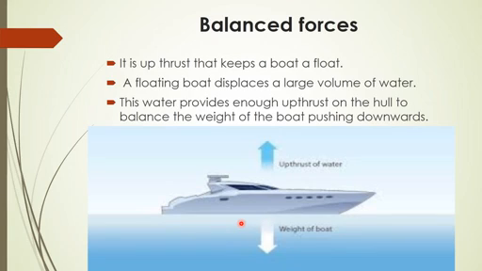So when this ship is floating, it is displacing a large volume of water. That displaced water provides enough upthrust on the hull. The hull is the lower part of the ship. This balances the weight of the boat pushing downwards. So this is how a ship floats on the sea.